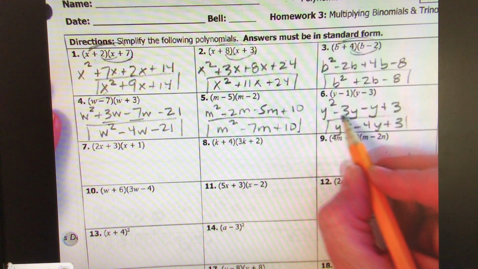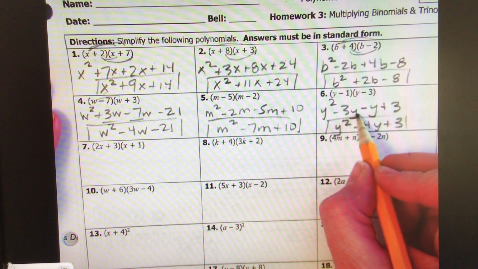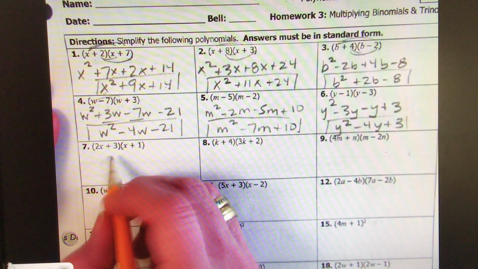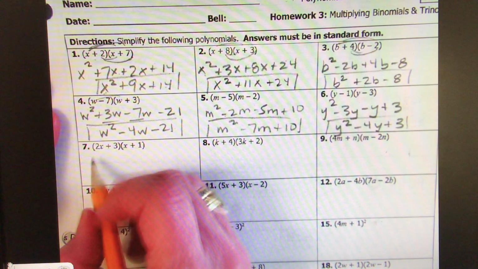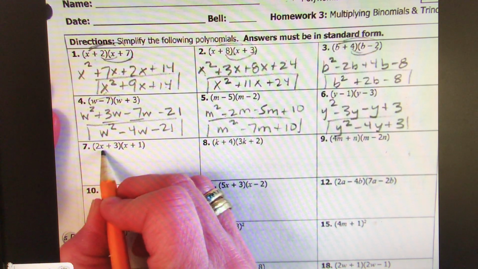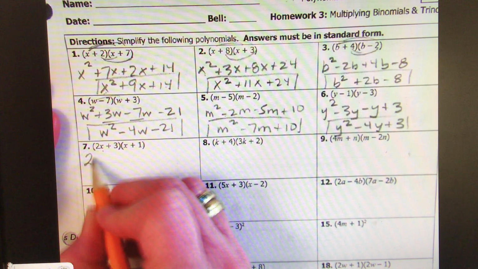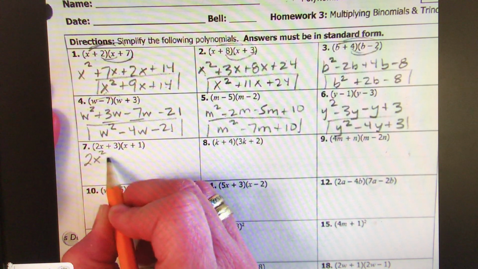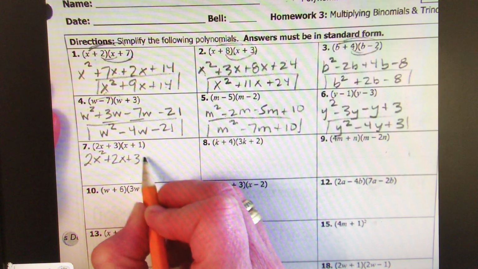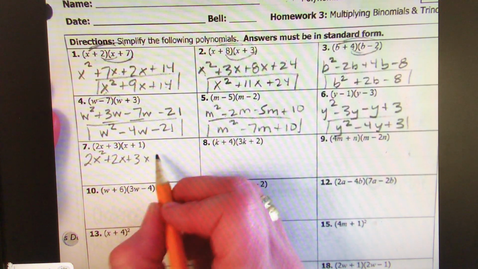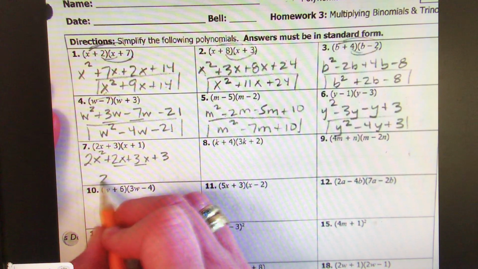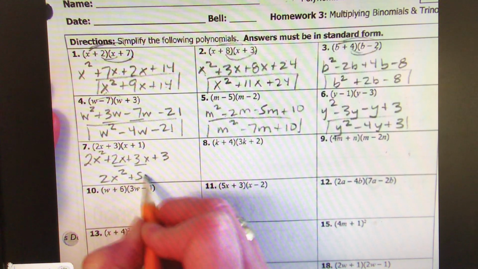That might be tricky. Negative 3y minus y. I'm getting further in debt there. Number 7. Now I've got a leading coefficient of 2 in this binomial, so I might have to make sure I check my work a little bit. 2x squared plus 2x plus 3x plus 3. Combine. 2x squared plus 5x plus 3.